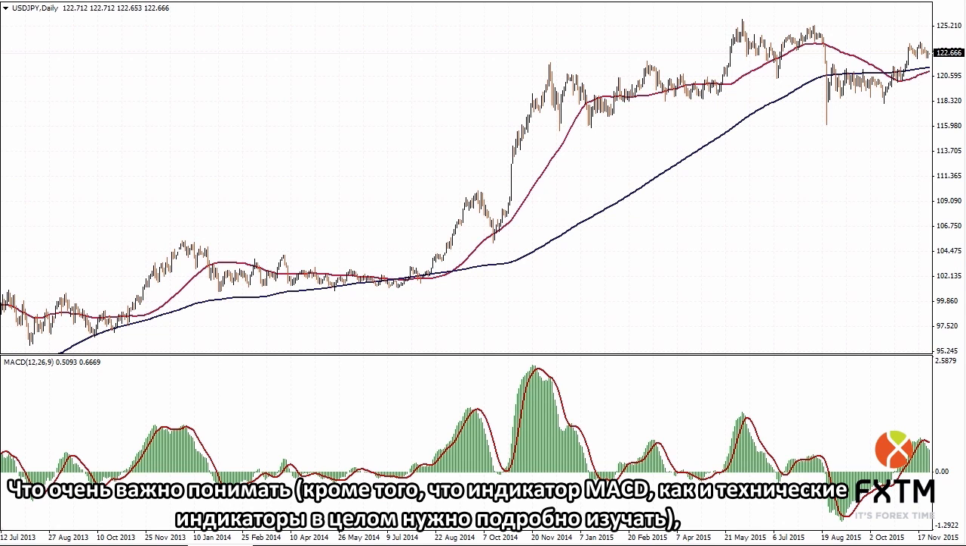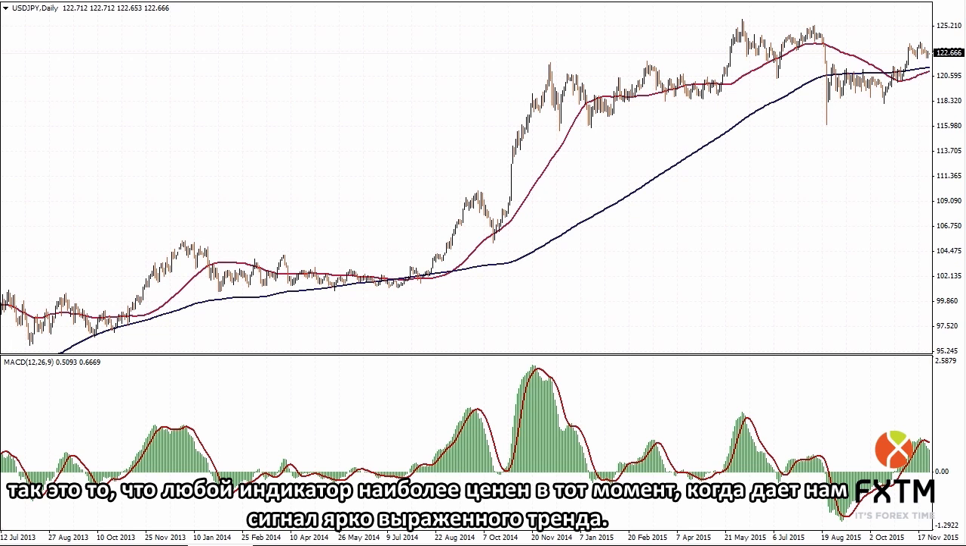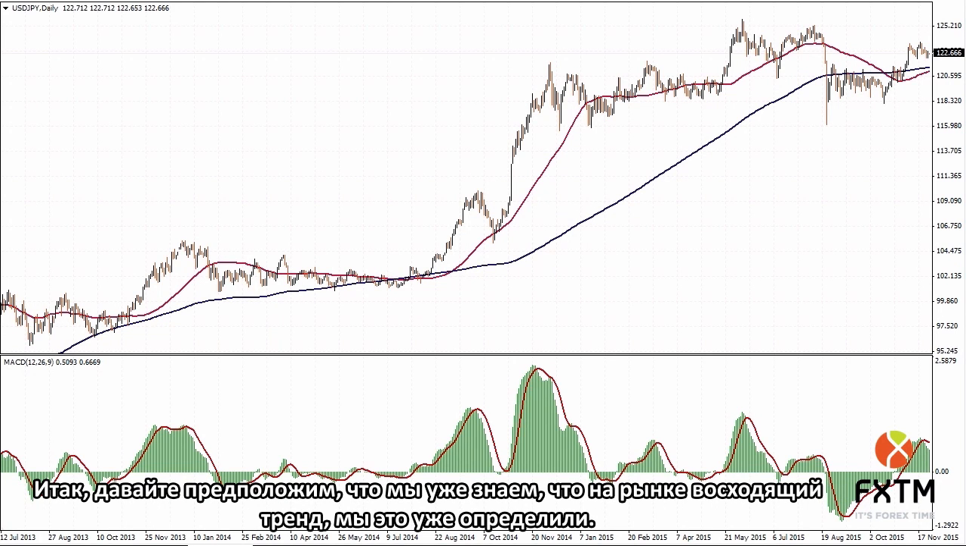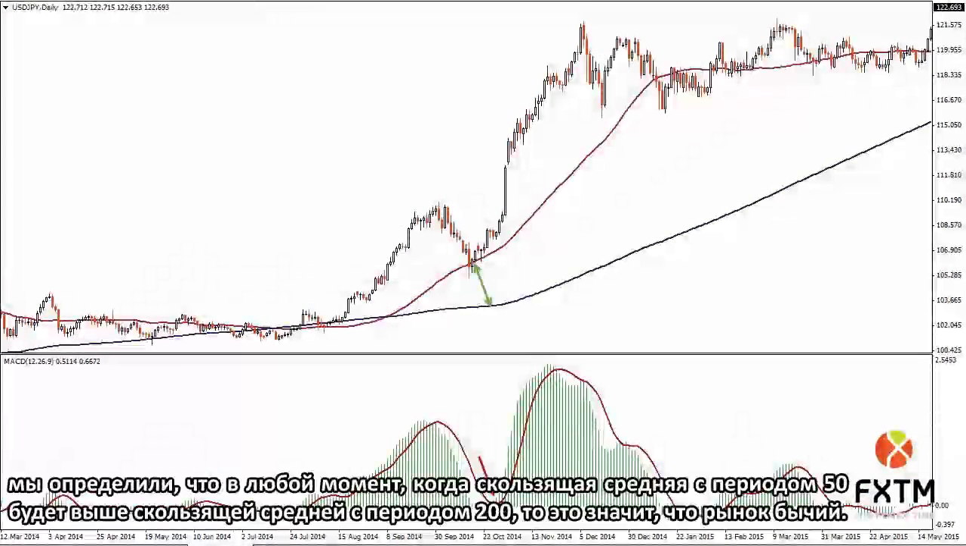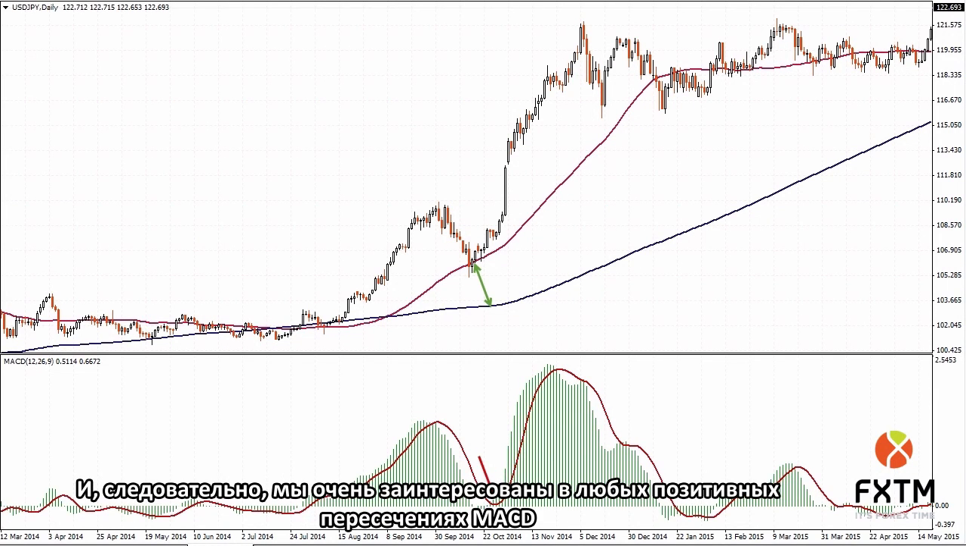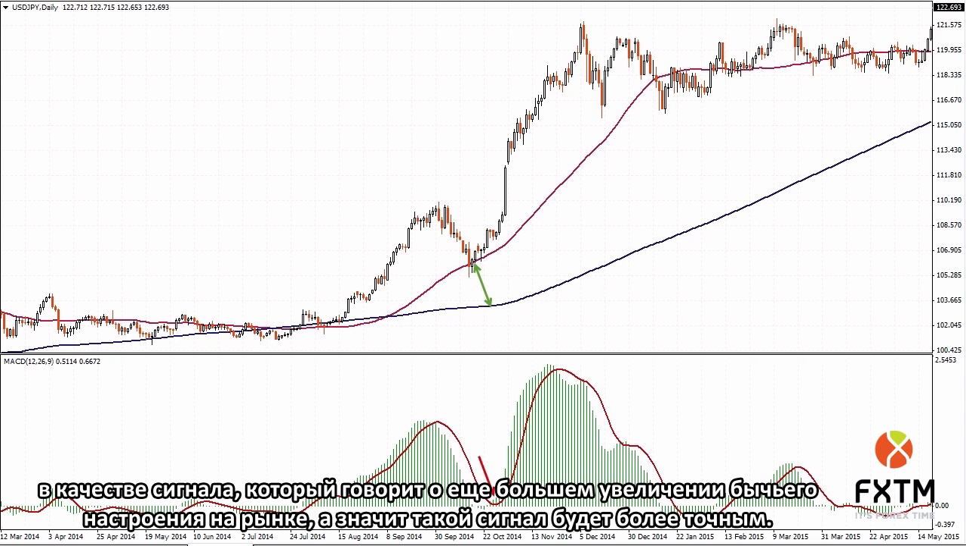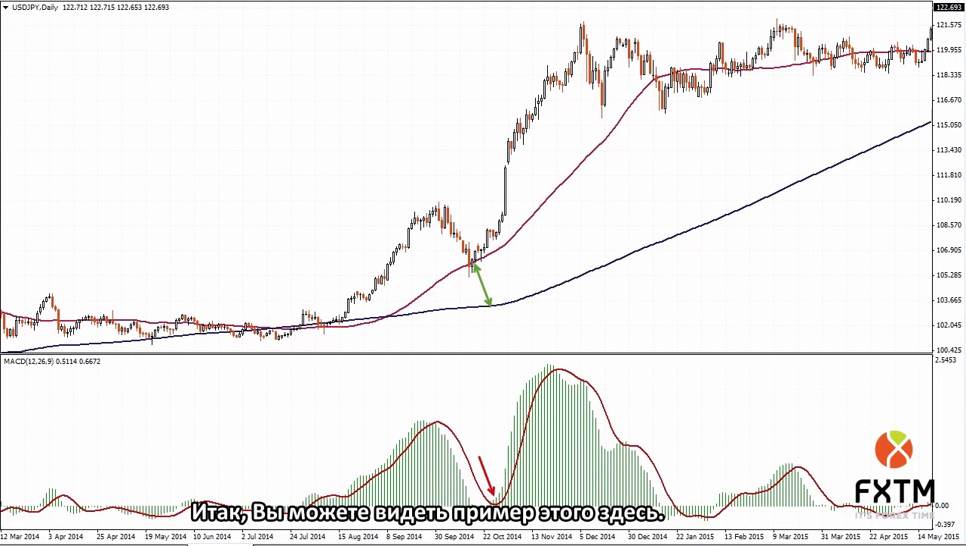What's really important here, and there is still much to learn about the MACD and other technical indicators, is that they're going to be most predictive or most valuable when they give us a signal in favor of the prevailing trend. If we already know that the market is in an uptrend, however we've defined that, let's say for example here on the dollar-yen pair, we've defined that as any time when the 50-period moving average is above the 200-period moving average, then we're in a bullish market. Therefore, we're very interested in any positive crosses on the MACD as a signal that bullish momentum is beginning to accelerate, and that would be considered a risk-on signal. You can see an example of that here.